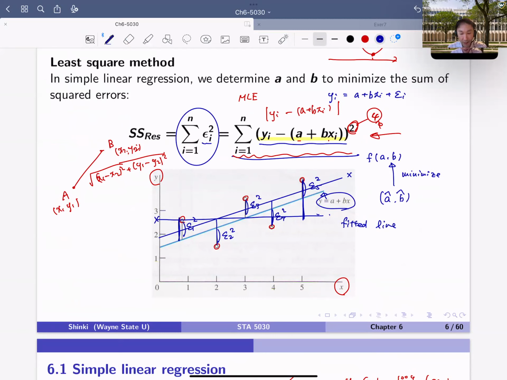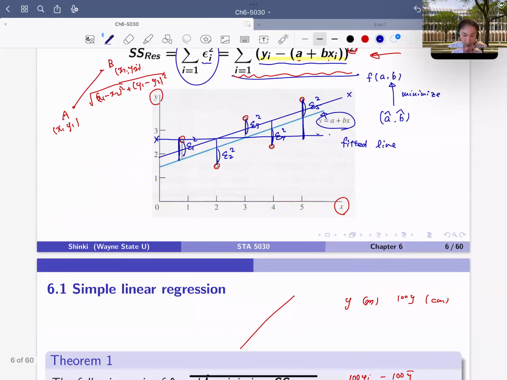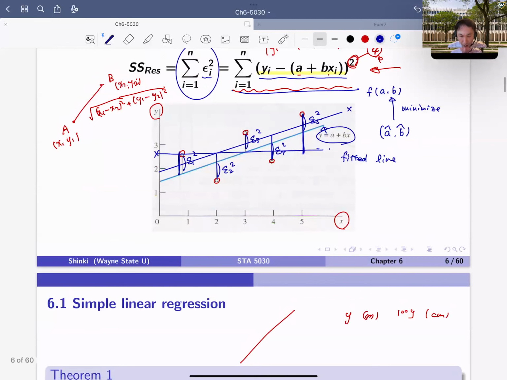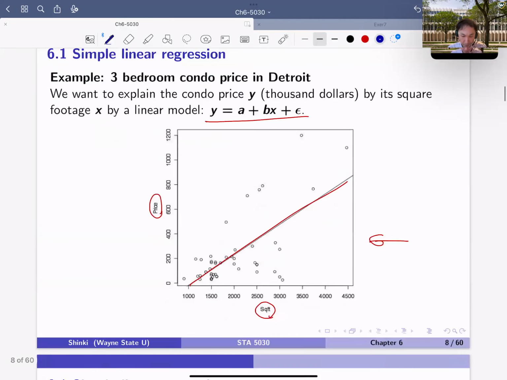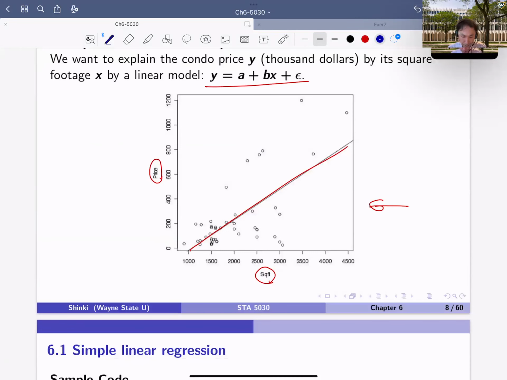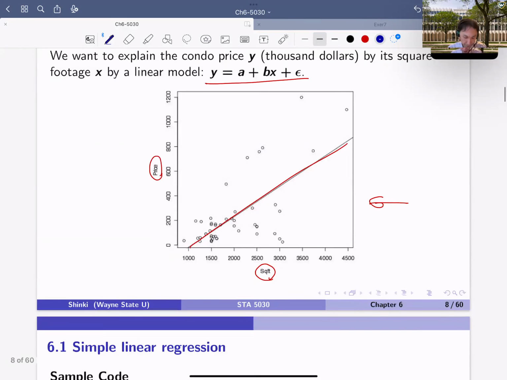So it's kind of the best estimator in some statistical sense if epsilon is normal and IID errors. So basically, we minimize the sum of squared deviations of observations to determine the light blue line. And yeah, we have some formula to calculate A hat and B hat. And this is one example of fitting Y on X.